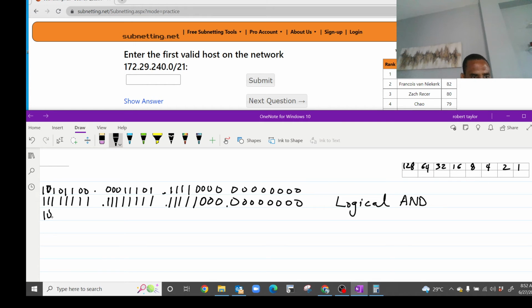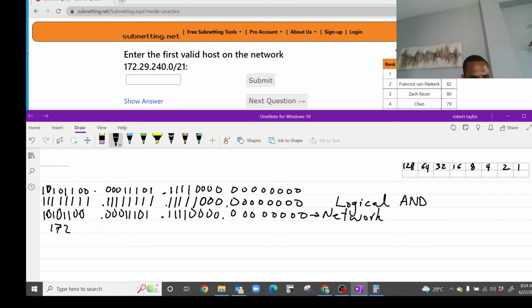0 and 1, 0. 1 and 1, 1. 0 and 1, 0. 1 and 1, 1. 1 and 1, 1. 0 and 1, 0. 0 and 1, 0. 0 and 1, 0 and 1, 0 and 1, 1 and 1, 1. 1 and 1, 1 and 1, 0 and 1, 1 and 1, dot, 1 and 1, 1 and 1, 1 and 1, 1 and 1, 0 and 1, 0 and 0, 0 and 0. Yeah, you got it. So these are all zeros. So this is our network, or if you want to call it our subnet. If you notice, this and this is the same, and we already know that this is 172.